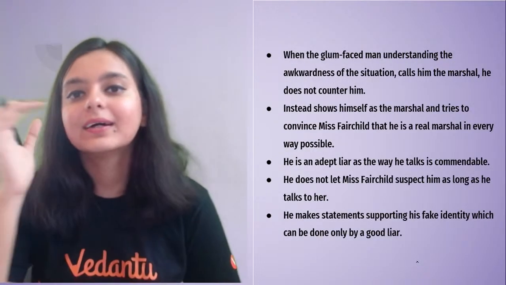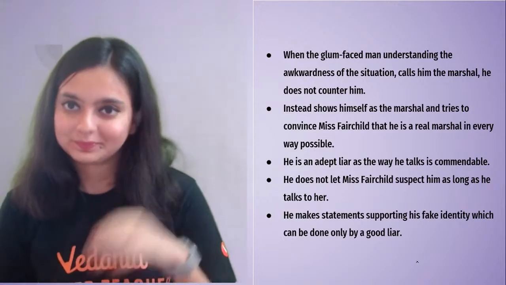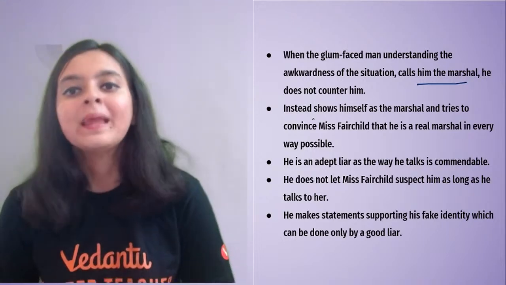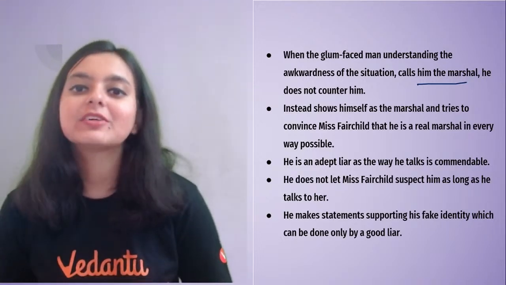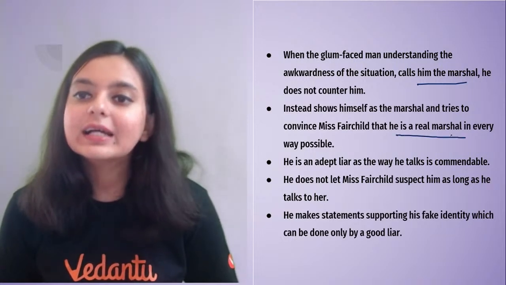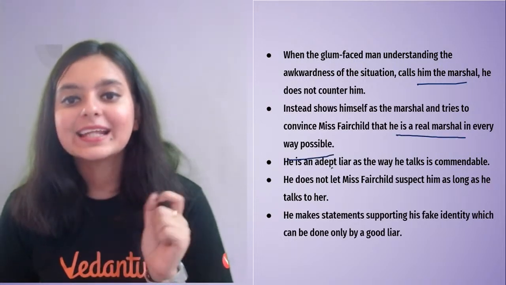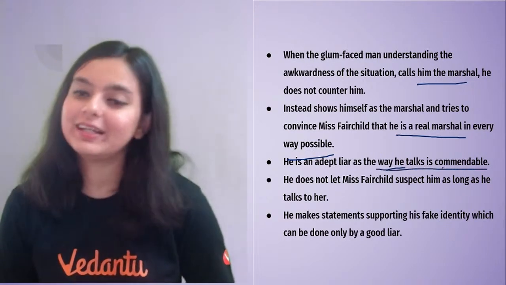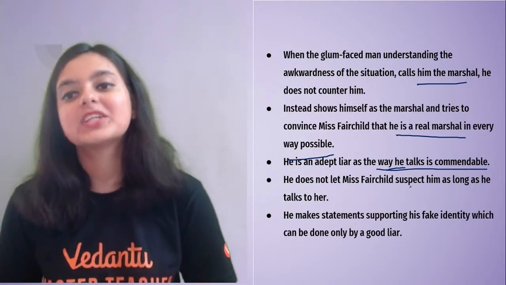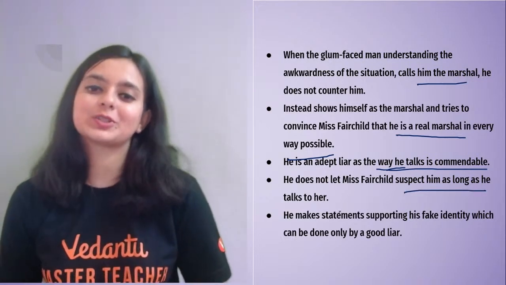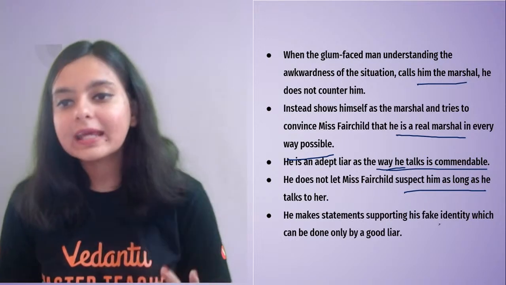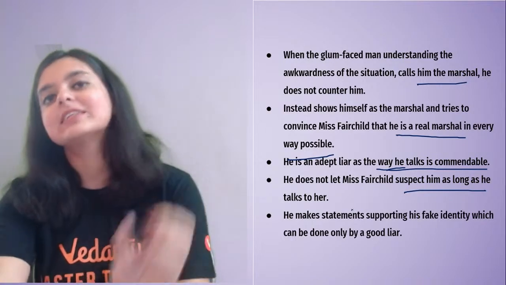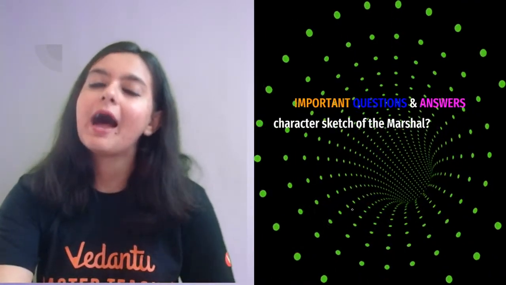So when he's helped or supported by the marshal, he plays his role quite well, right? The next character, it's not yet over. So definitely he calls him the marshal. As I told him, he does not counter him. Instead, he shows himself as a marshal, and tries to convince her that he is a real marshal in every possible way. He is an adept liar, okay? And the way he talks is definitely commendable. He does not let Fairchild suspect him as long as he talks to her. He makes statements supporting his fake identity, which can definitely be done by a good liar. And of course, he was supported in every situation by the Marshal.